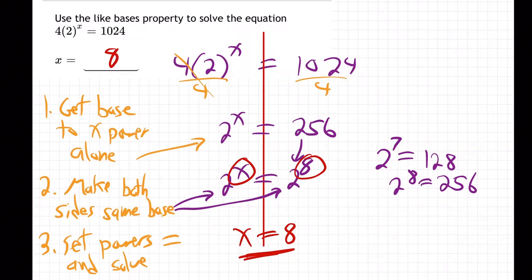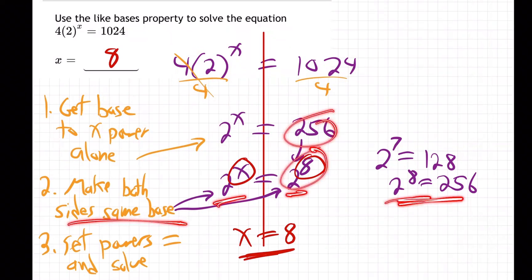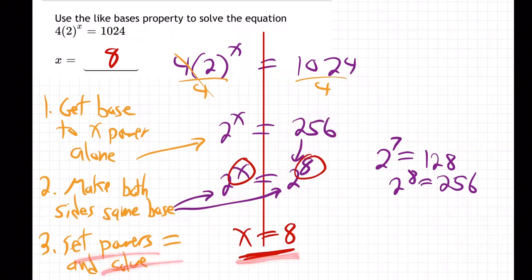So there we go. So what are the steps then? Step 1, get the base to the power alone. So I get rid of that 4 first off, so the base to the power was alone. And then make sure both sides have the same base. I rewrote that 256 as 2 to the 8th power. And then set the powers equal. That makes sense logically, right? Make them the same base, and then you can tell what the power has to be. There we go.